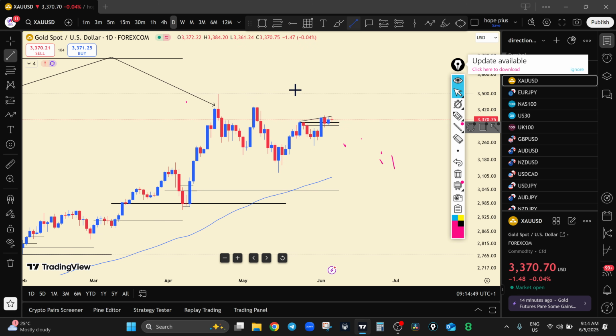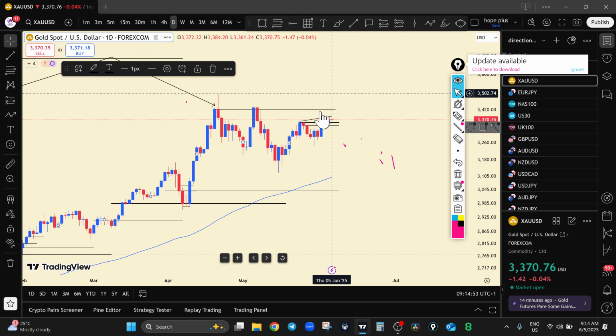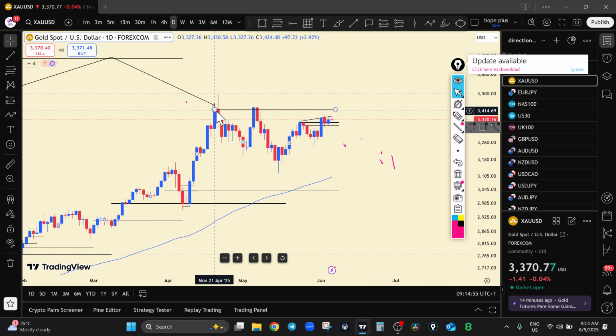Now, this is a good example. Once price comes in here, this is a good area to sell because this is a Quasimodo. You can see a close above it, the opening price close above it, and then close below. So that is a Quasimodo there.